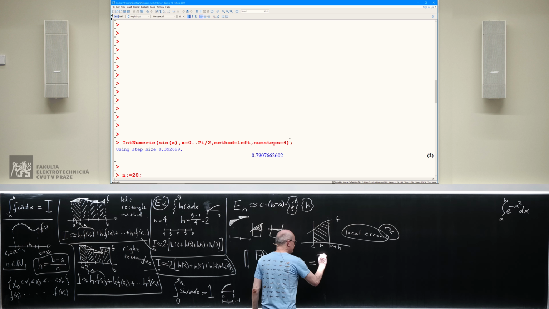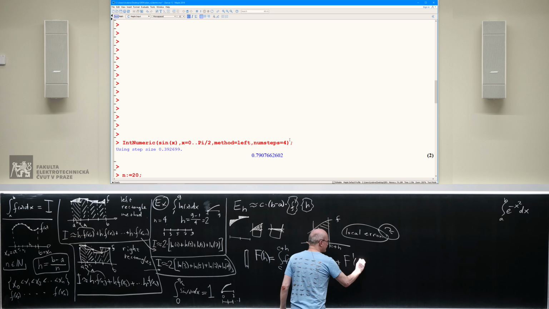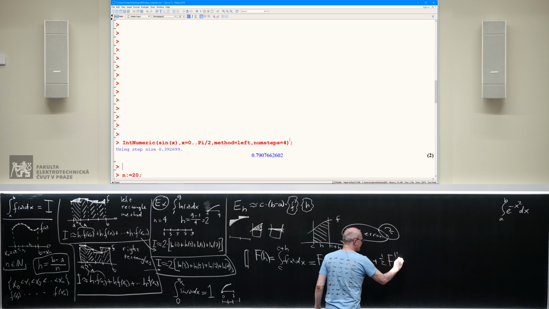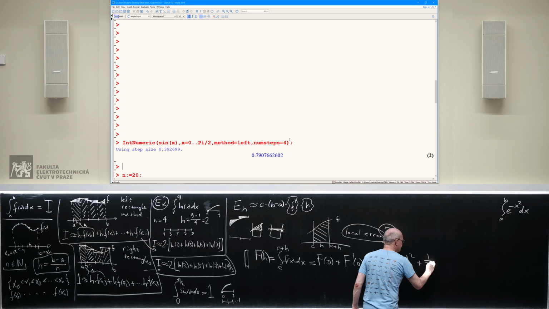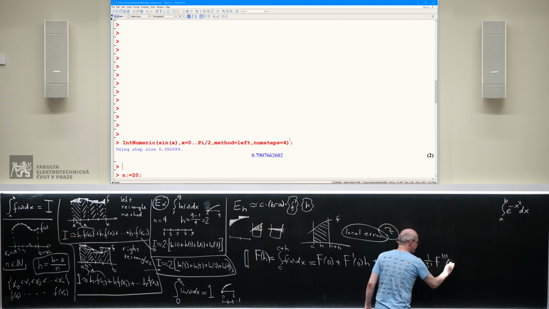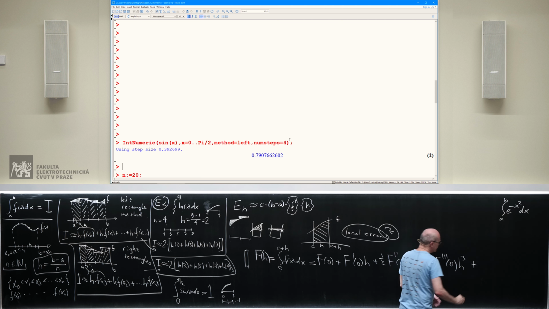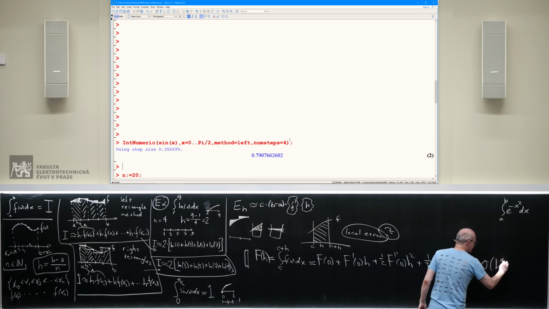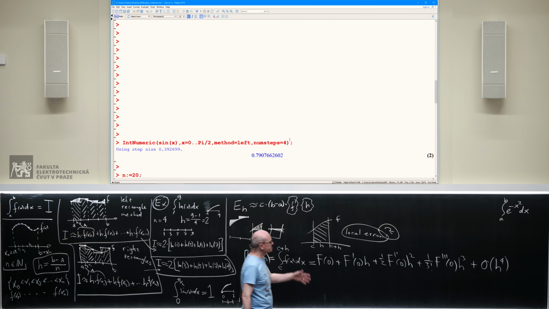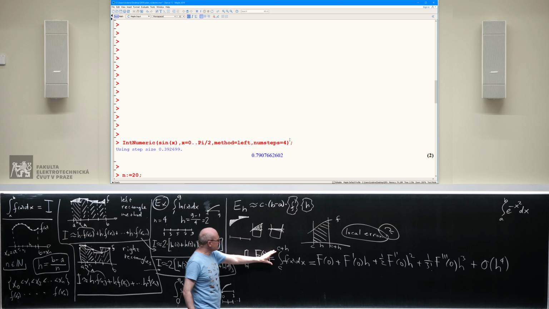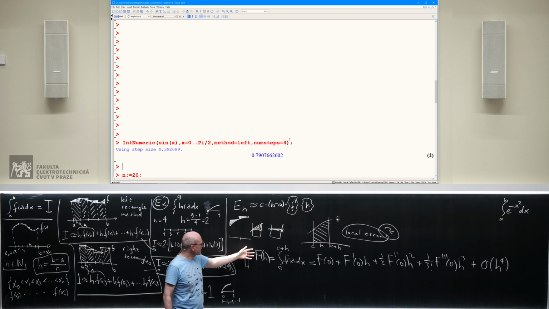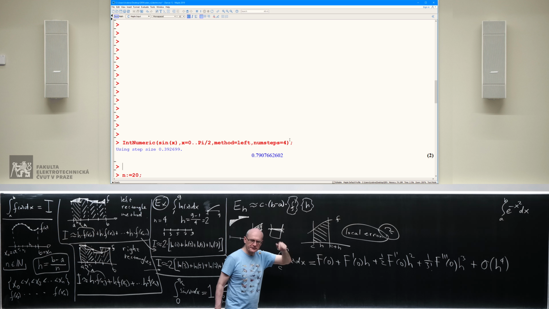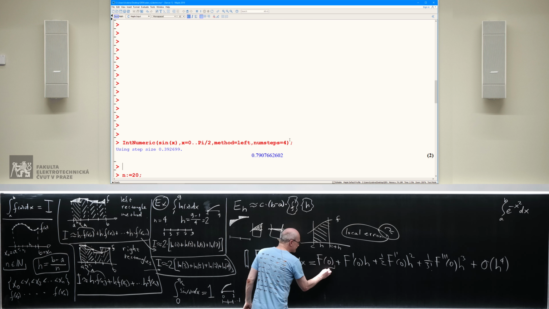F at 0 plus f prime at 0 h plus 1 half f double prime at 0 h squared plus 1 over 3 factorial, so that the reader can see the factorial. And that's enough. I could put 3 dots here, a polynomial going to infinity, but I prefer to put capital O of h^4, which is the notation that we introduced before, and it's very useful. Okay. So that's the Taylor expansion applied to capital F, but we don't really have information about capital F. We have information about lowercase f. So is there a way to go from capital F to lowercase f? The answer is yes.